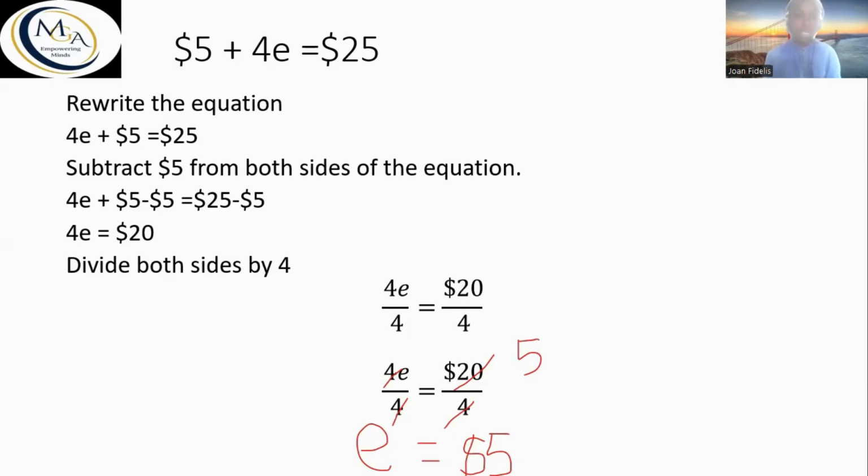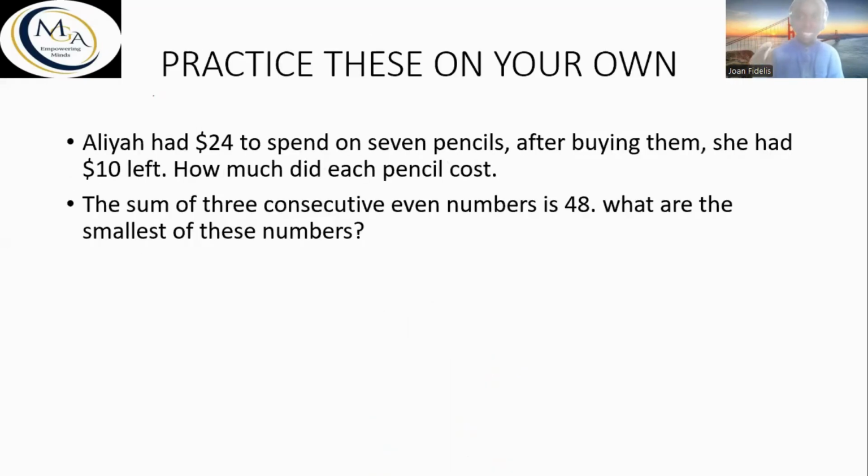So divide both sides by 4. 4E divided by 4 is equal to $20 divided by 4. So 4 will cancel out 4, leaving our E. And then $20 divided by 4 is going to give us 5. So the cost of one eraser is $5. Okay, so that was pretty easy.